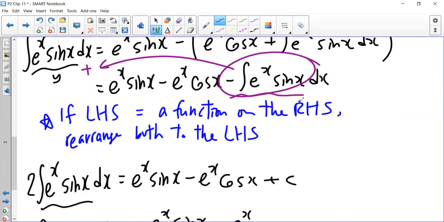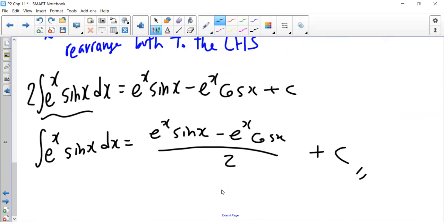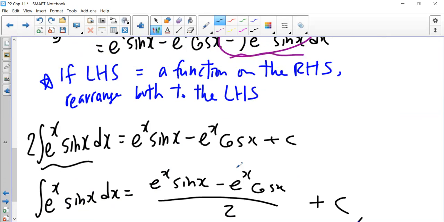Special trait again. If you realize you're going in a loop, then you have to bring it to the left-hand side, make it 2 lots, and then divide by 2. Okay, and that's the end of integration by parts.